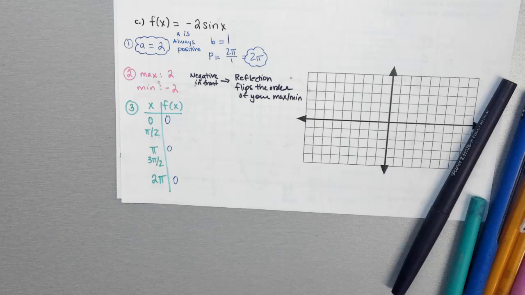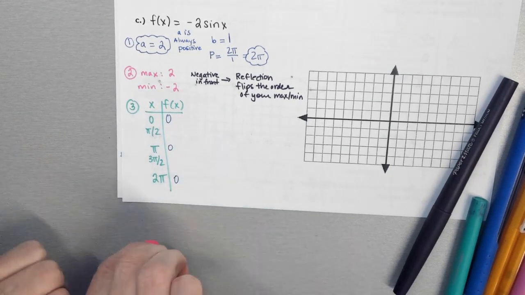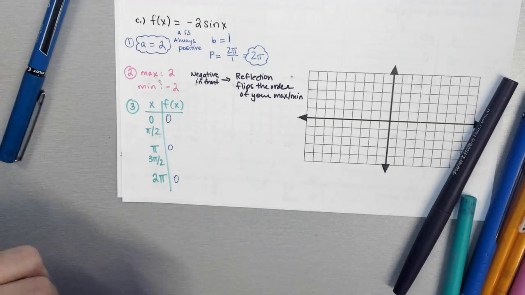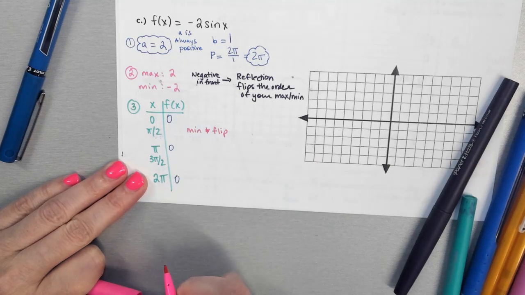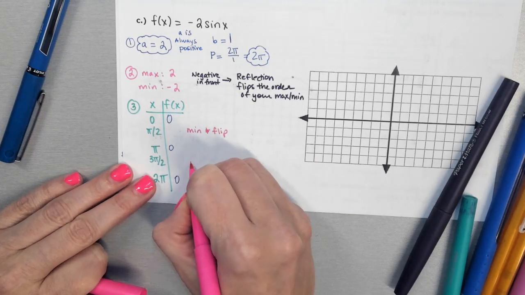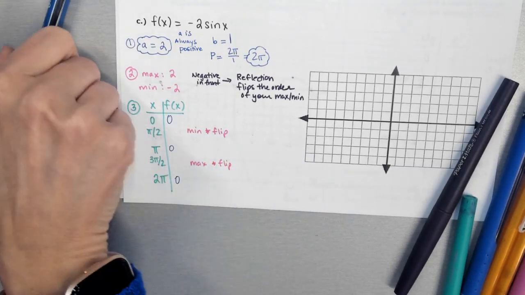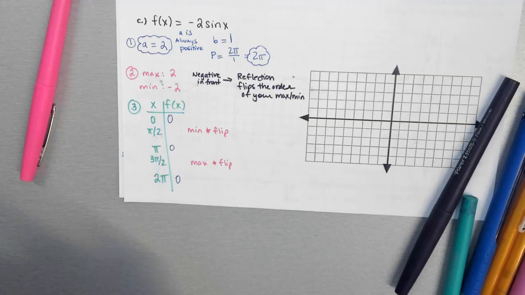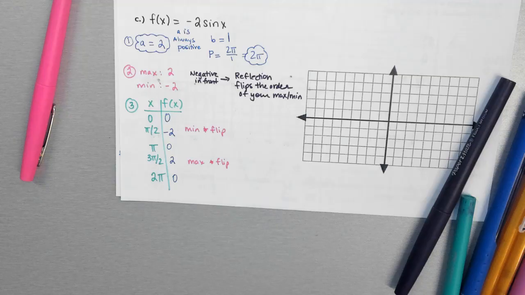Now, what the reflection does is it switches the max and the min. So this used to be where the maximum was. It is now going to be the min because it flips. This is going to be the max now because of that flip. So instead of going up to 2 first, we're going to go to -2. And then here we're going to reach that maximum, which is 2. So that happens whenever you have a negative value. Okay?